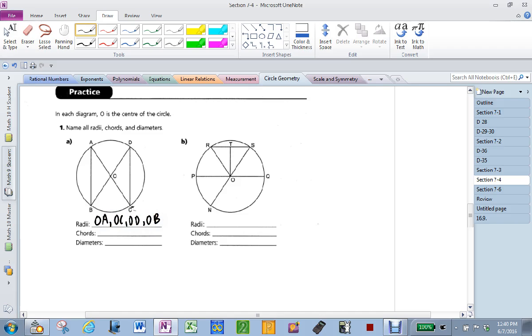Just practice reading these diagrams right now. Forget about the numbers. And remember, of course, letter order can reverse, right? Could have been AO, CO, DO, and BO.